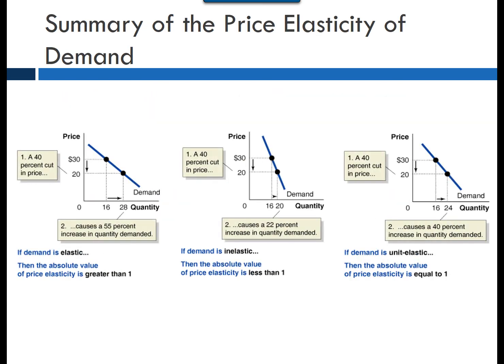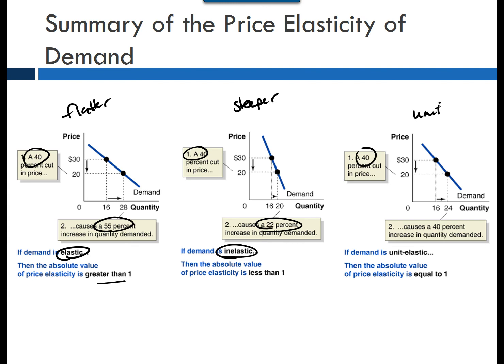So just to summarize these, the flatter curve is elastic. In this case, a 40% change in price caused a 55% increase, so we get an elasticity greater than 1. It's a little bit flatter, that's elastic. Here you can see it's steeper, and that same 40% change in price only increased the quantity by 22%, so that's less than 1, that is inelastic. And here, this is unit elastic, right? A 40% change caused a 40% change, so that's like a 45-degree angle, I think.